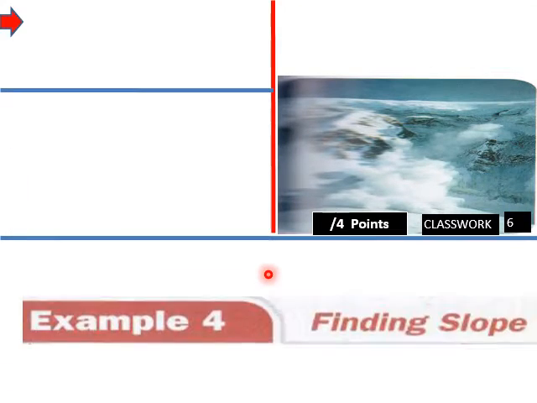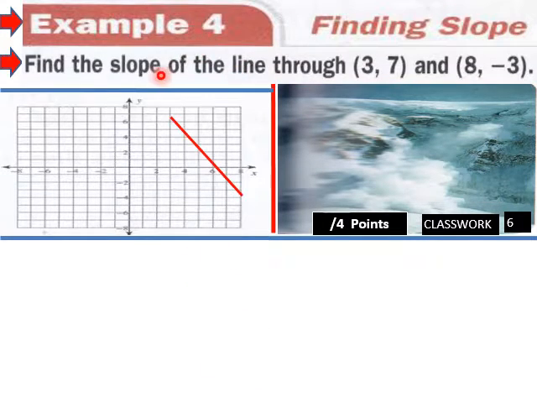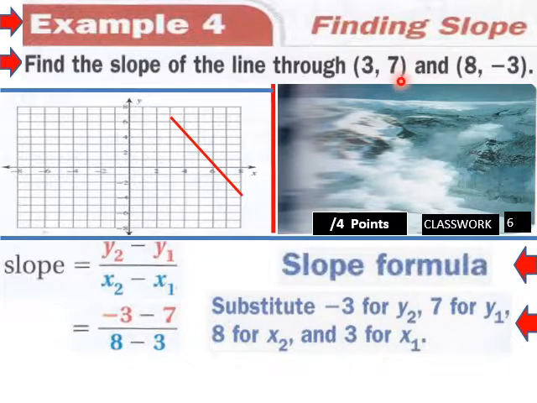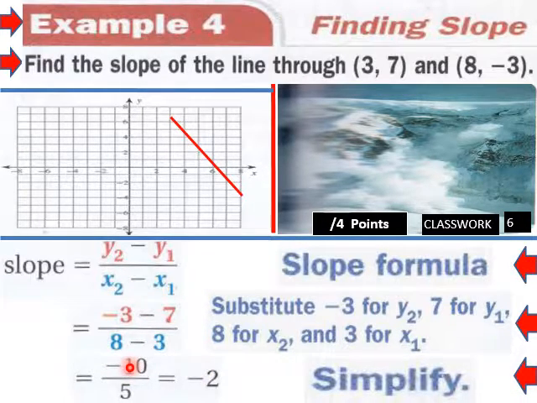So let's get into an example of finding slope. Find the slope of a line through 3, 7, then 8, and then negative 3 will be down here. So what is the slope of this line? We're going to use our slope formula, y2 minus y1 over x2 minus x1. So now we just plug in. We plug in negative 3 minus 7, here's our rise, and then 8 minus 3 is our run. So rise over run. Negative 3 minus 7 is negative 10 over 5. So the slope of this line would be negative 2.